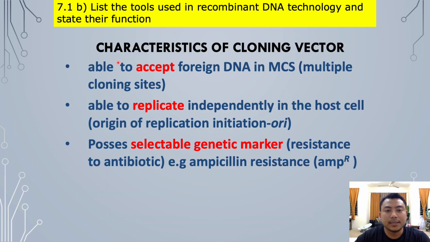So here next is the characteristics of a cloning vector. It must be able to accept foreign DNA in multiple cloning sites, able to replicate independently in the host cell, having origin of replication initiation or ORI, and possess a selectable genetic marker, such as the resistance to antibiotics such as ampicillin resistance.